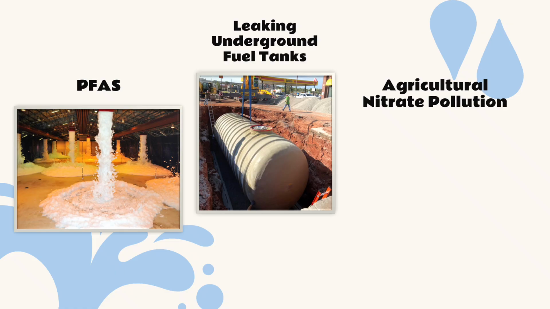Leaking underground fuel tanks. Under gas stations, when tanks erode, gasoline or diesel can seep into the soil and groundwater. The chemicals in fuel, like benzene, are toxic. Cleanup requires pumping and treating the contaminated water.